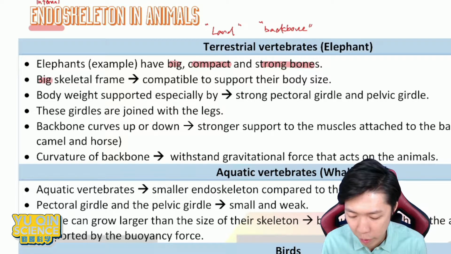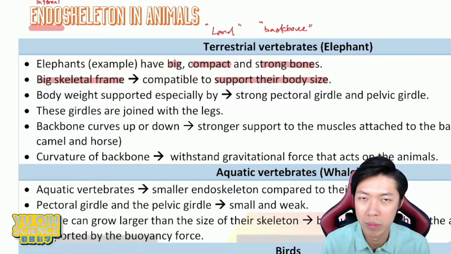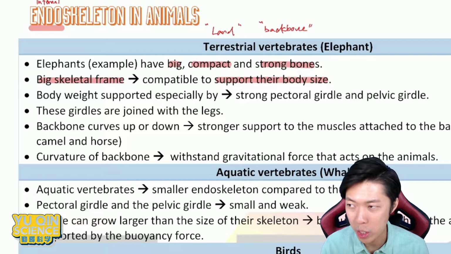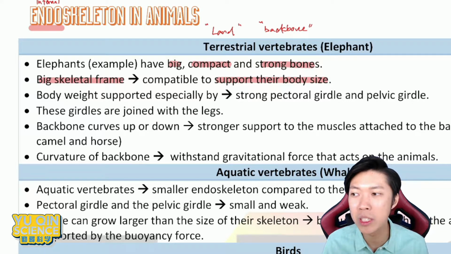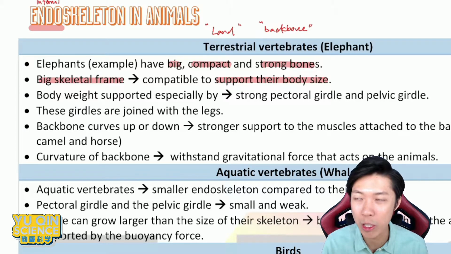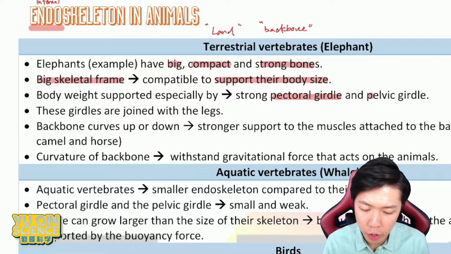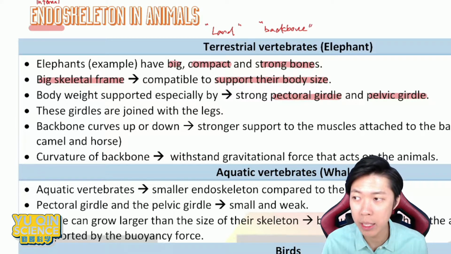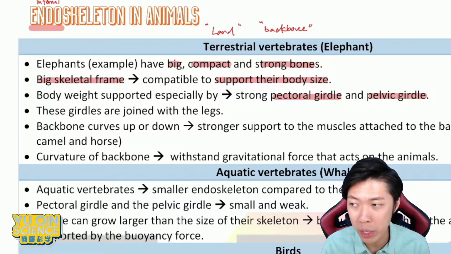Okay, so their skeletal frame are huge, are big, compatible to support their body size. So big frame because they need to support their body size. Okay, logic. Body weight supported especially by, okay, so throughout the whole body, so many different kinds of bones. The bones that are especially important and strong, which is pectoral girdle and pelvic girdle. So pectoral and pelvic girdle are the bones that actually connect other bones to support upper body and lower body.